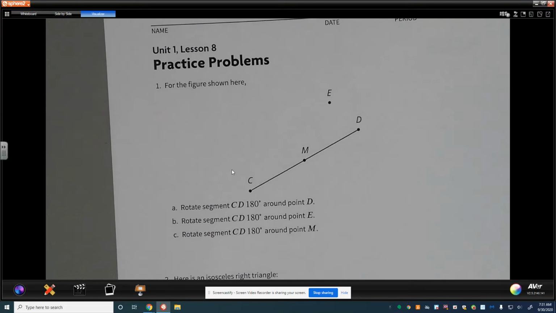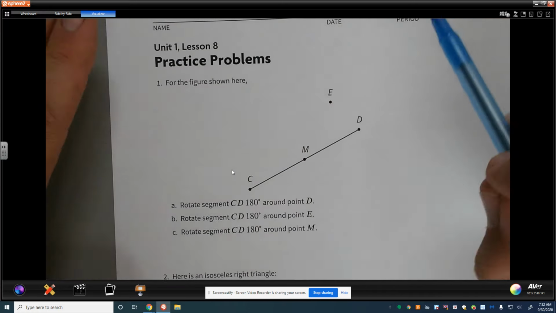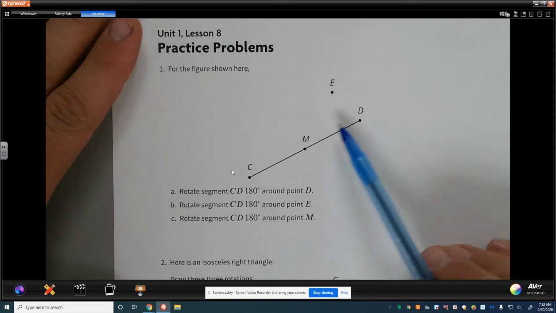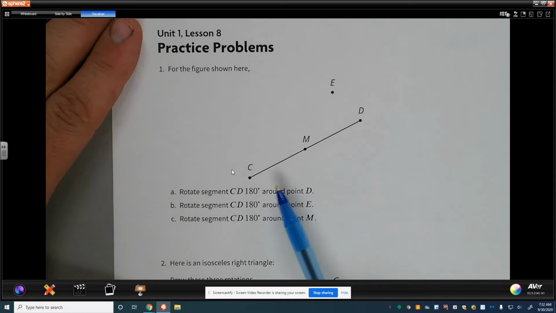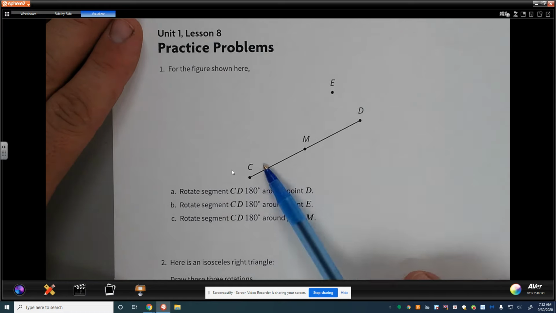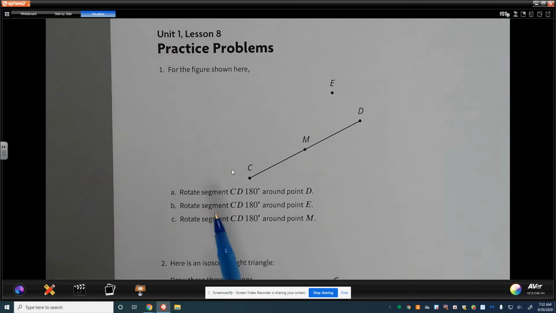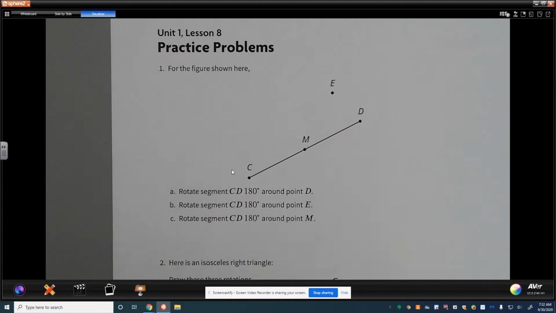Welcome back. Here is our work with our practice problems, or our homework problems. As we can see here with our practice problems below, we see something very similar to our classwork, where we're going to work on some rotations around the points that are related to the figure that's given. The first one, we're going to see a rotation of segment CD, 180 degrees around point D.